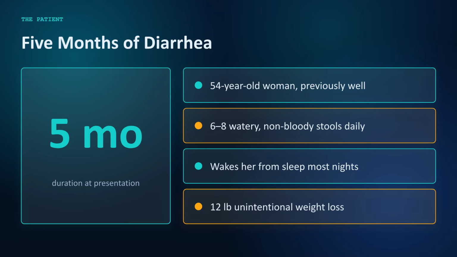She has also lost 12 pounds without trying. Weight loss is the second red flag. So before we have a single laboratory value, this is an organic problem until proven otherwise. Let us take a full history. Notice what we already have from one sentence: a chronic timeline, a nocturnal pattern, and involuntary weight loss. 3 findings, and all 3 point the same direction.